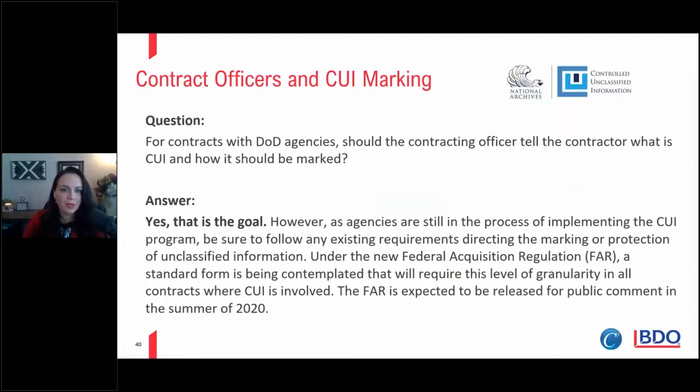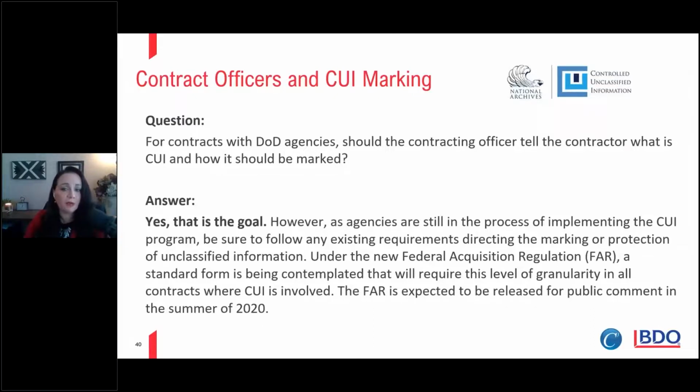So, contract officers and CUI marking. Another question from the ISU blogs: for contracts with DOD agencies, should the contracting officer tell the contractor what is CUI and how it should be marked? And their answer is yes, that's the goal. However, agencies are still in the process of implementing the CUI program. Be sure to follow any existing requirements directing the marking or protection of unclassified information.